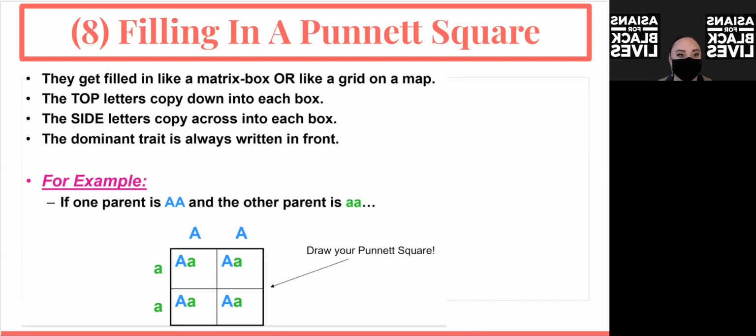All right. So how do we fill in a Punnett square? Well, you fill them in like a matrix box or like a grid on a map. You're going to take the letters at the top and copy them straight down into all the boxes below. You're going to take the letters on the side and copy them straight across into all their boxes. You always want to make sure that you write the capital letter or the dominant trait in the front. And otherwise, that's it. That's how you fill them in. And we are going to do one example live together.